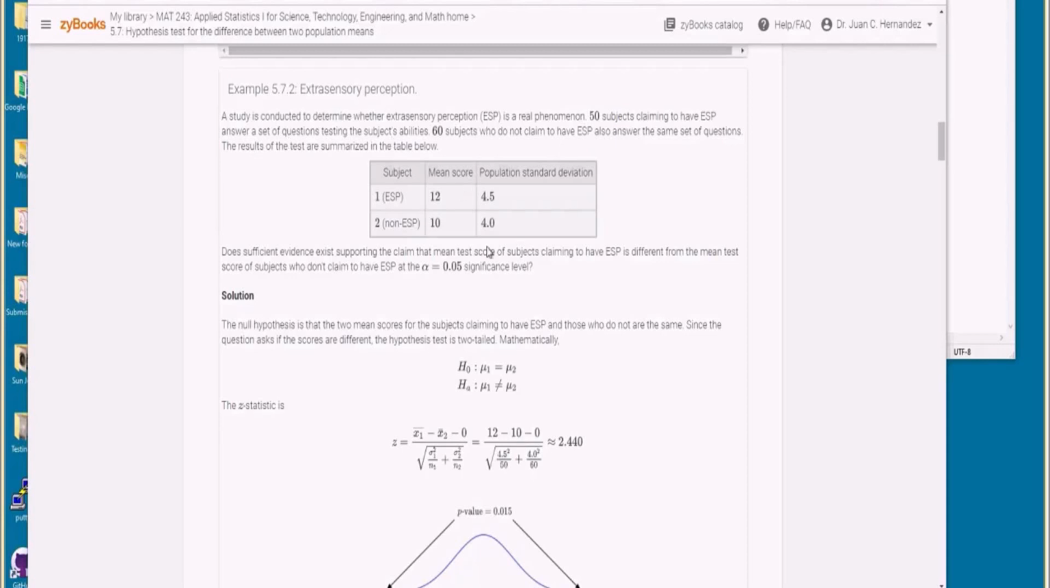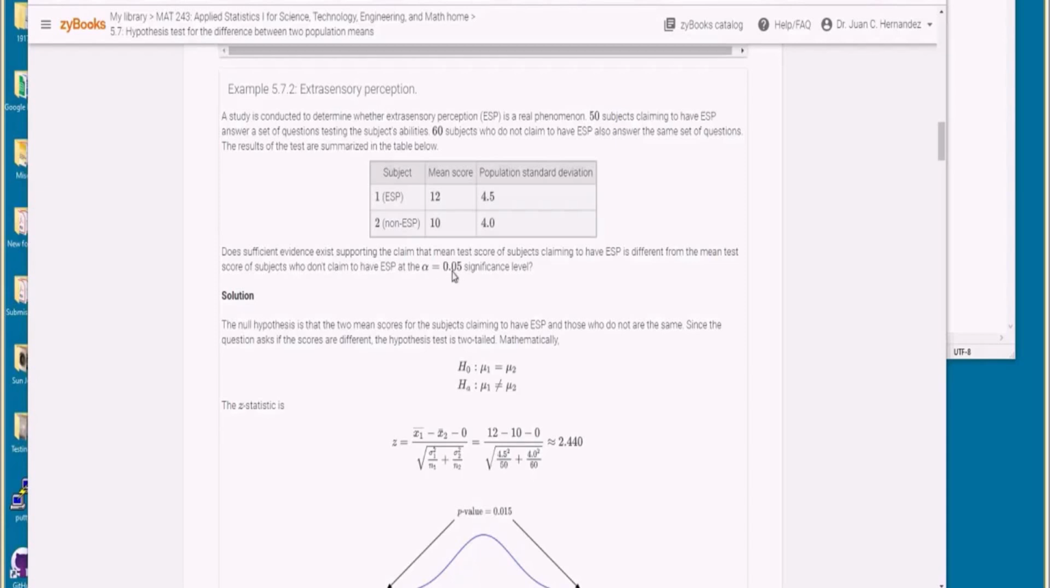So essentially you'll be looking at the mean score for ESP group is 12. The mean score for non-ESP group is 10. And here are the population standard deviations given for each group. Is there sufficient evidence supporting the claim that the mean test score of subjects claiming to have ESP is different from the mean test score of subjects who don't claim to have ESP?